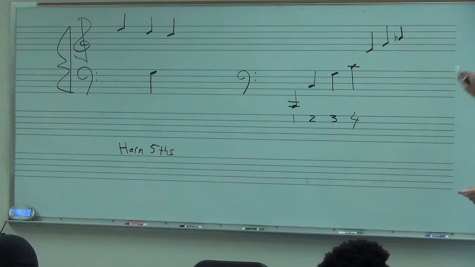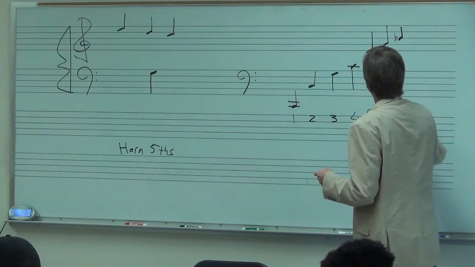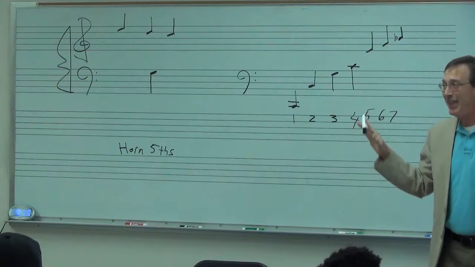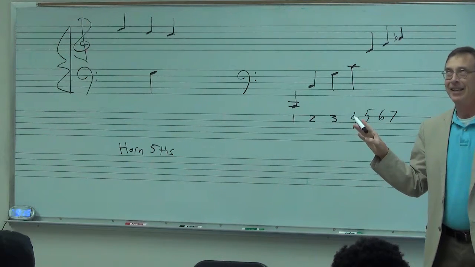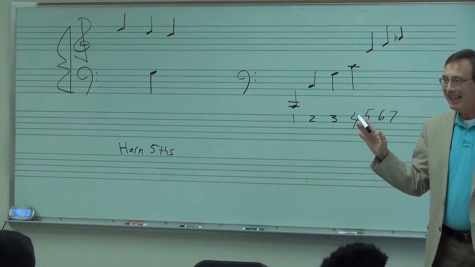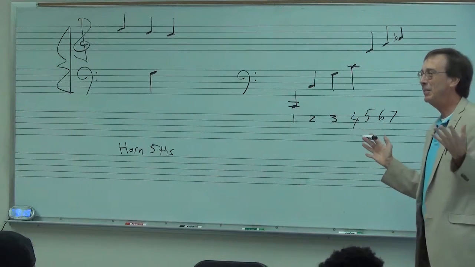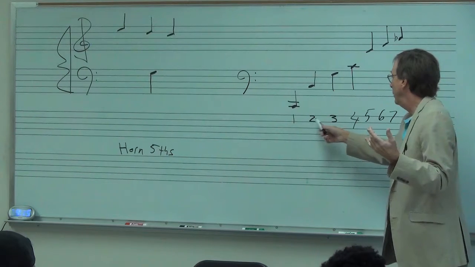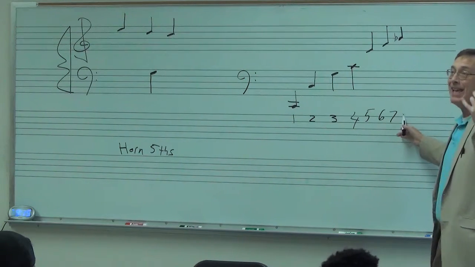Okay, so wait, we need numbers 5, 6, 7. What's 8 gonna be? You can do this. B. D. D. No, C. No, yes. C. I was right. C. Everything times 2 is an octave, right? 1, 2, 4, 8.